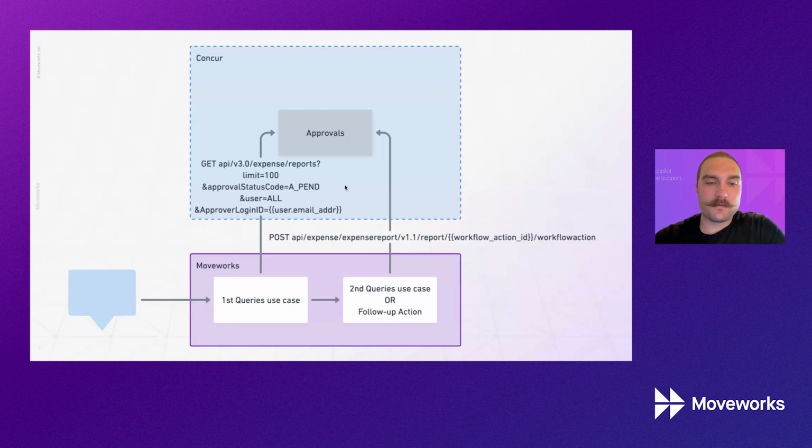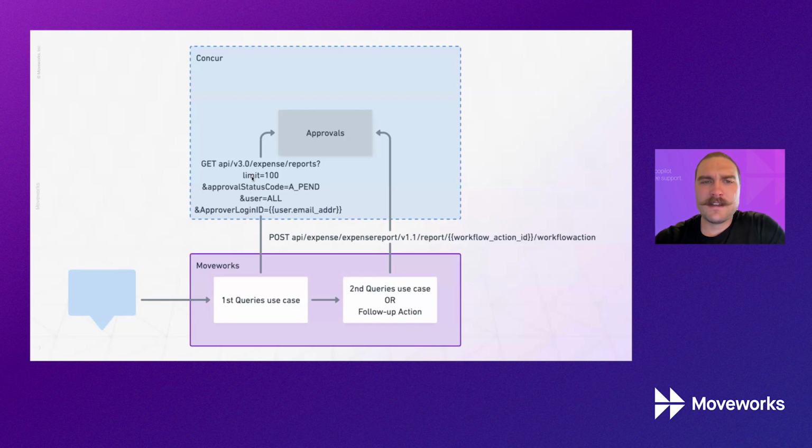So you'll notice right off the bat that this is going to be a queries use case. And I'm mentioning either first queries use case and second queries use case or follow-up action. What I mean by this is that there is potential to approach this in multiple different ways. I've sort of alluded to that before. But specifically, we need a queries use case at least to allow the approver to query and ask what are the pending approvals for my user or for X user if you need that configured that way for some reason. That queries use case is then going to actually query the approvals table in Concur using this expense reports API.